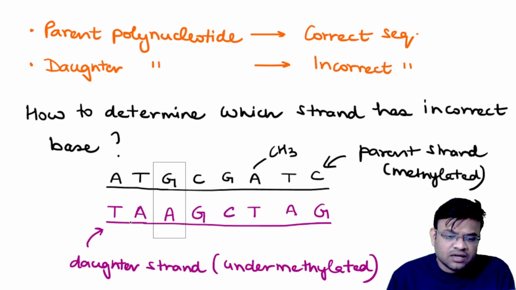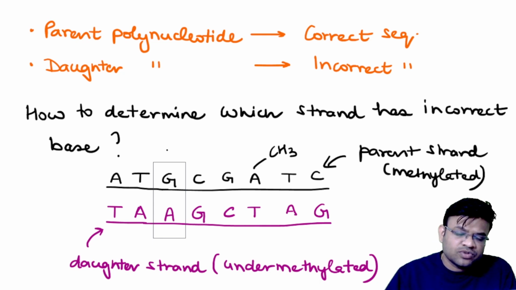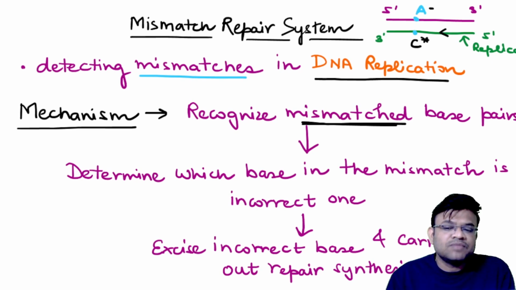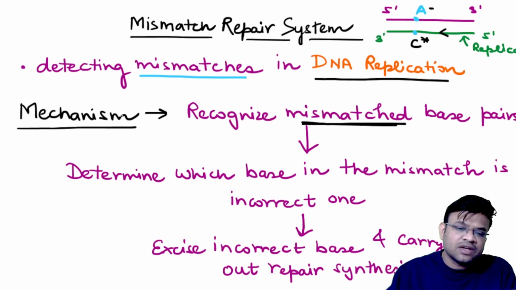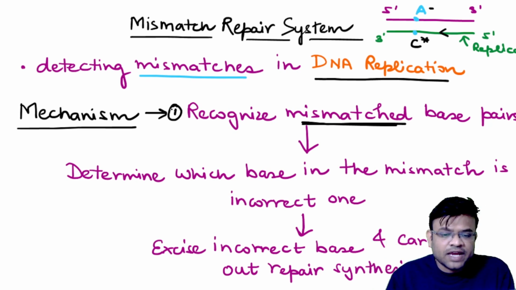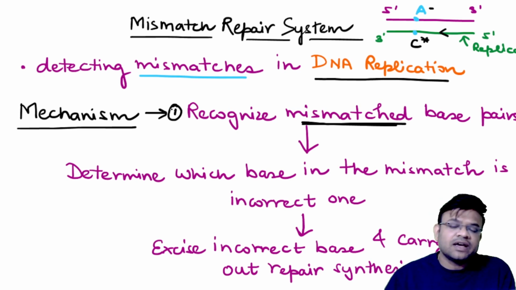So the lower strand is the daughter strand basically, and you can see that in this position, in the original strand guanine was present, and in the corresponding strand, the newly replicated strand, we can see an adenine. Obviously this adenine should not be present over here, because guanine ideally pairs with cytosine. So obviously this is a mismatch. That is what I am trying to explain, recognize the mismatched base pairs. So the first step performed by the mismatch repair system is to identify the mismatched base pairs. Now next one is to determine which base in the mismatch is the incorrect one.